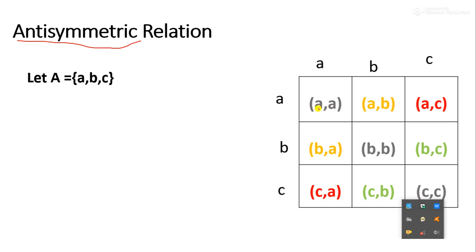Now we are going to see another type of relation, that is antisymmetric relation. In an antisymmetric relation we can include the diagonal elements, but not both symmetric pairs. So it is just like an asymmetric relation, but here we can include the diagonal elements, whereas in an asymmetric relation we can't include the diagonal elements. So in antisymmetric we can allow the diagonal elements but not a symmetric pair.